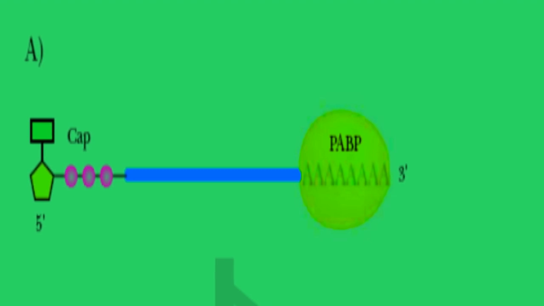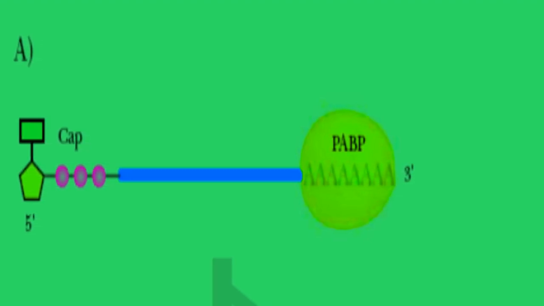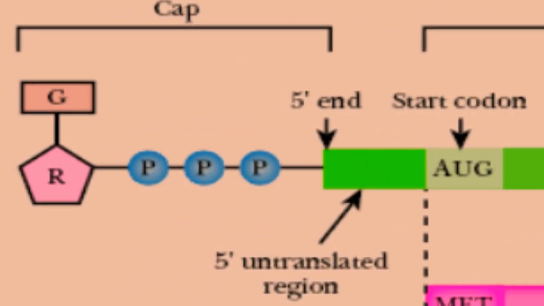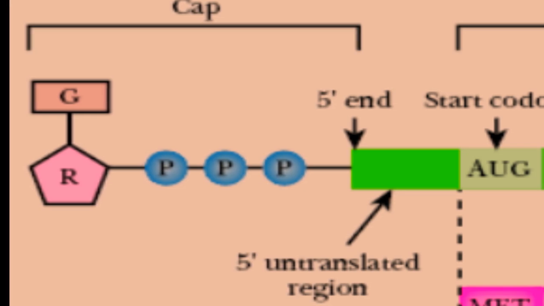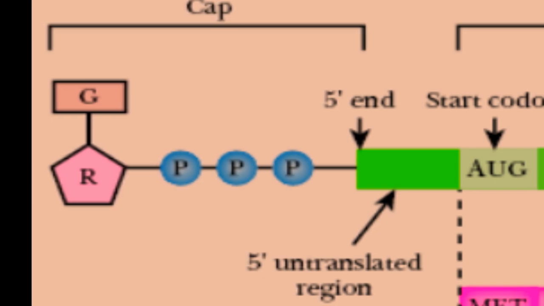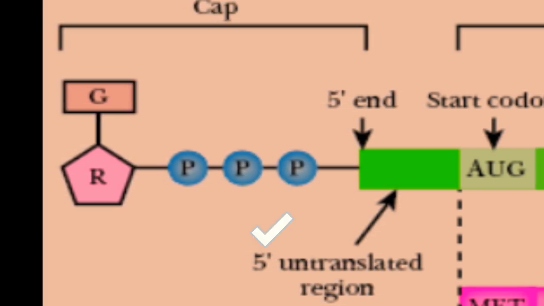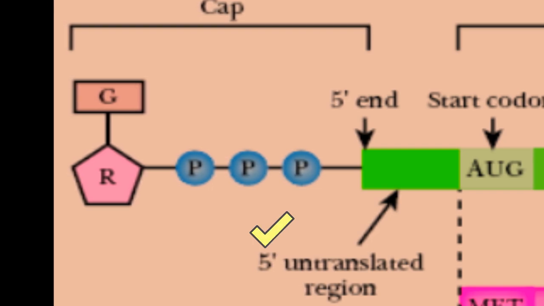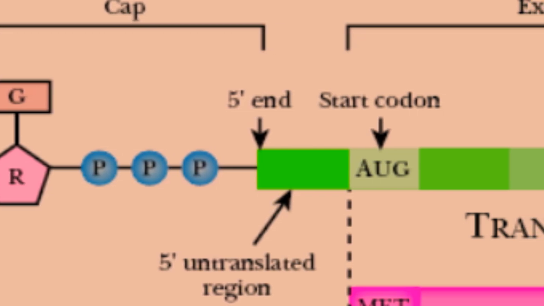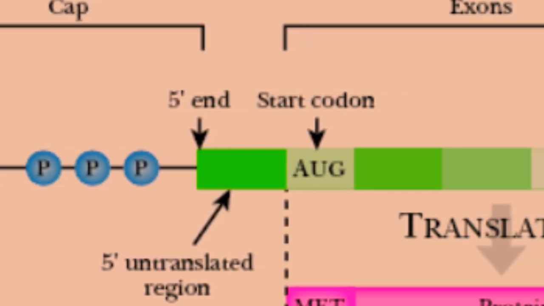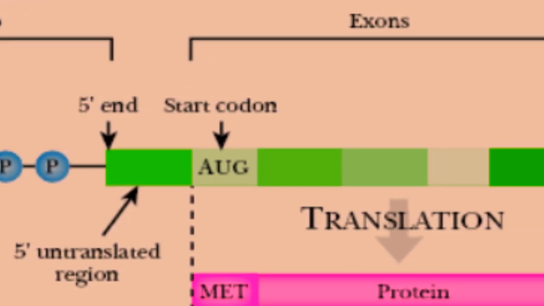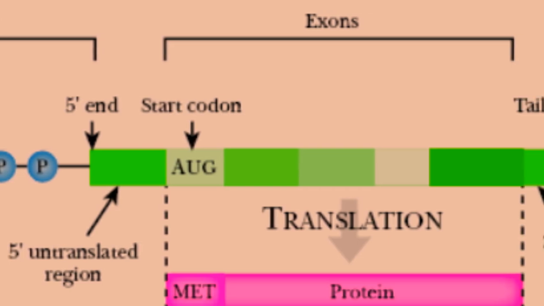Let's look at the 7 structural components of a mature eukaryotic mRNA molecule. A modified guanine nucleotide at the start protects mRNA from enzymes and helps in ribosome recognition. Non-coding regions: the 5' UTR, the untranslated region before the start codon, is important for mRNA stability and translation control. The initiation codon AUG codes for methionine and signals the start of protein synthesis.